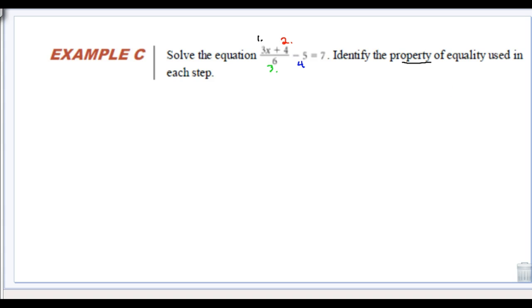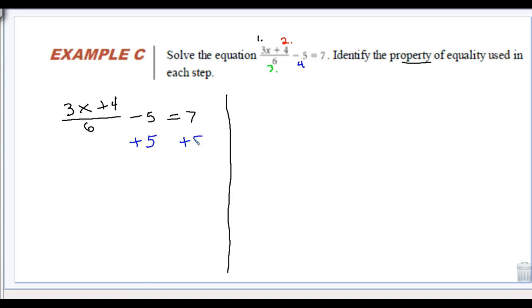So what I want to do first is undo all that stuff. Let's rewrite this over here. So I get 3x plus 4 divided by 6 minus 5 equals 7. Alright, I'm going to set up a little table here. I want to undo my last step first. How do I undo subtract 5? Well, hopefully you're saying in your head, I know, you add 5. So I'm going to add 5 to one side, and I add 5 to the other.